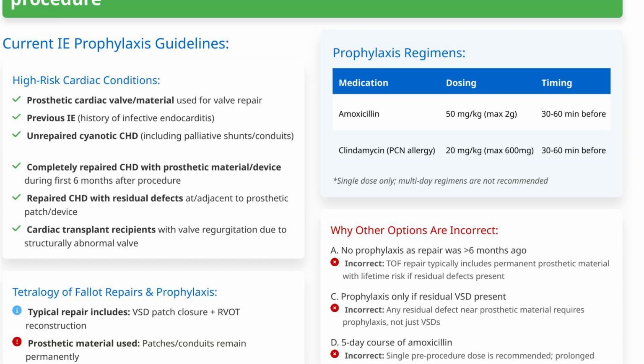The correct answer is B. Prophylaxis with amoxicillin 50 mg per kilogram 30 to 60 minutes before procedure.